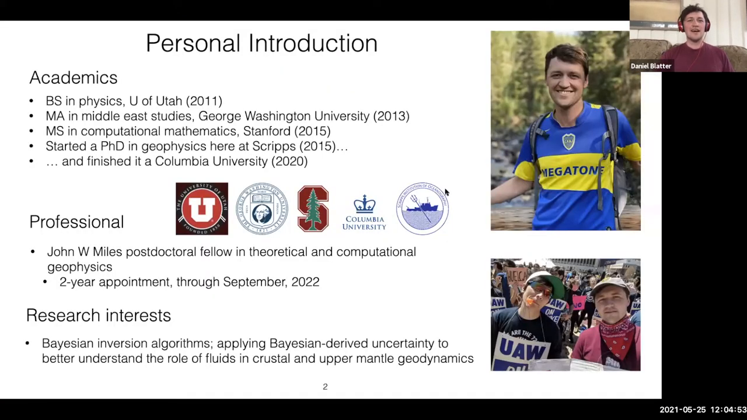Tienza covered most of this, so I'll go over this slide really quickly. I did my BS in physics at the University of Utah and then took a left turn into foreign policy. I wanted to be a foreign service officer, got a degree in Middle East studies at George Washington University, graduated right during the sequester period when the government wasn't hiring and decided that the foreign service wasn't for me, came back to science, did a computational math master's at Stanford, and then started a PhD in geophysics here at Scripps. Then my advisor, Kerry Key, moved to Columbia. I moved with him and finished my PhD last summer. As Tienza said, I'm currently the John Miles Postdoctoral Fellow in Theoretical and Computational Geophysics. I'll be here through September of 2022, so I've got a little bit over a year left. It's been great so far.